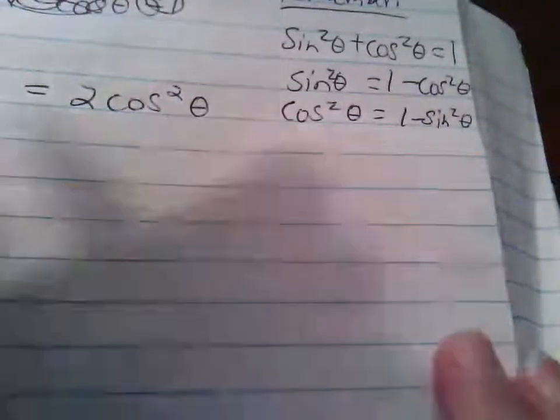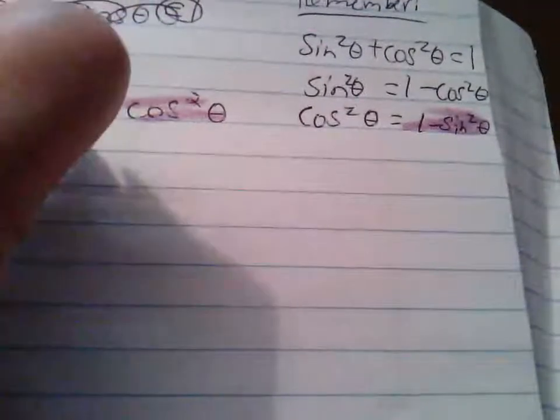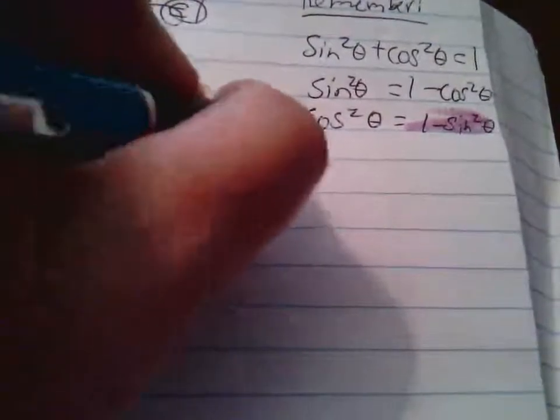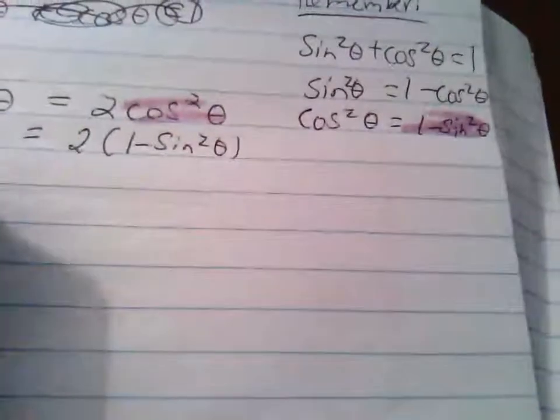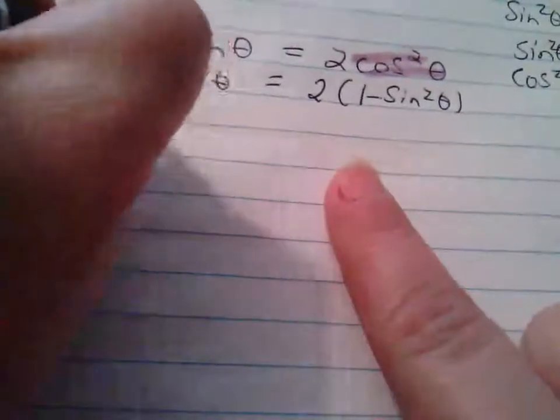Okay, so I can substitute this in place of cosine squared, and then I would only have sine functions, trig functions, in my equation. So that's what I want to do. So I'm going to do 2 times 1 minus sine squared theta. Okay, so this is what I have now, and the cosine's gone. Right? I don't want the parentheses there, so I'm going to distribute that too.